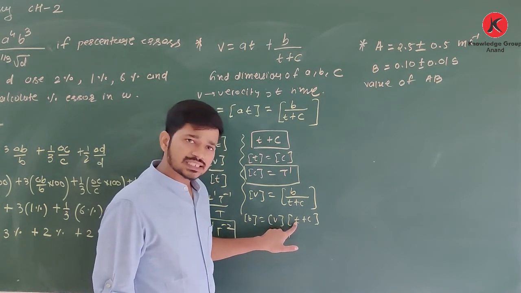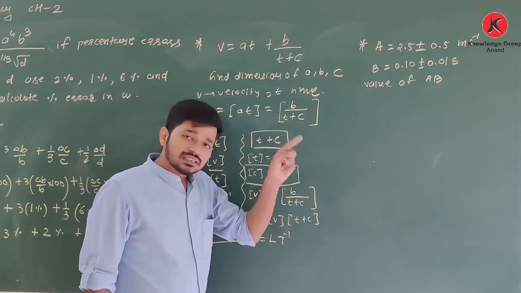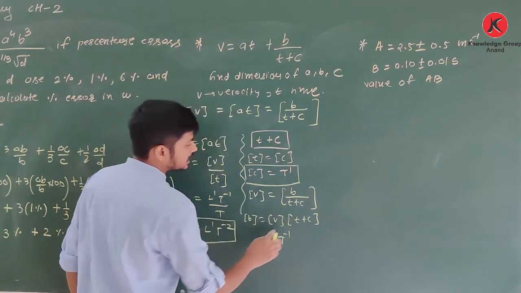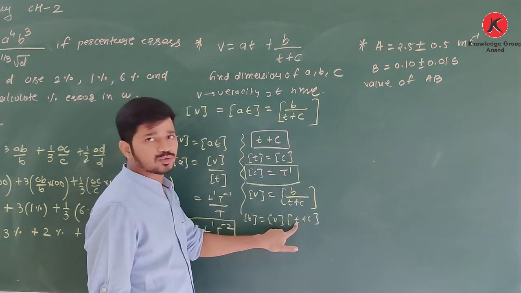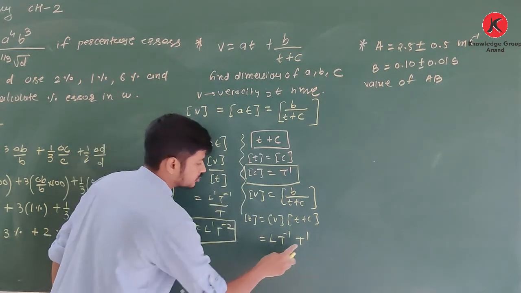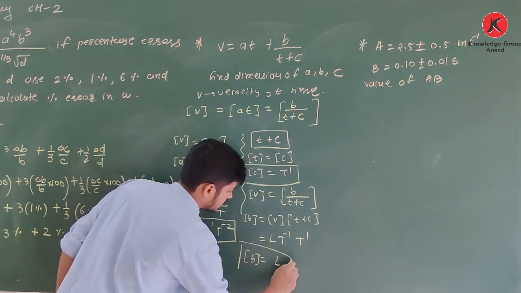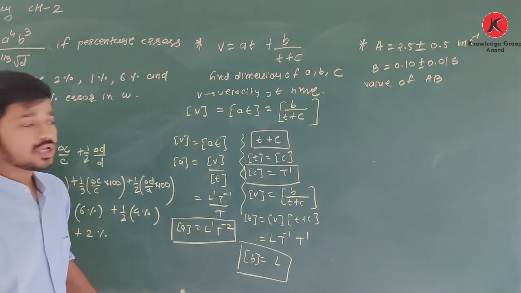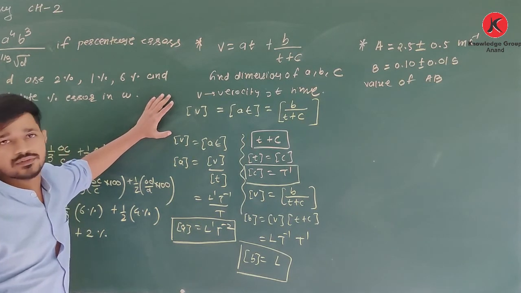If the unit of t is second, then the unit of C is also second, and the result of their addition also has the unit second. Then t plus C: what is the dimensional formula of C? It is T1. What is the dimensional formula of t? It is T1. And the dimensional formula of t plus C is also T1. So T1 and T minus 1 cancel, and it is only L. So that is the dimensional formula of B. Clear about this? So this is how to find a dimensional formula if you are given an equation like this.